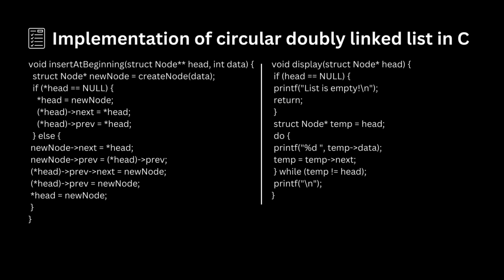In summary, the display function prints the data stored in each node of the circular doubly linked list. If the list is empty, it prints a message indicating that the list is empty. If the list is not empty, it traverses the list starting from the head node and prints the data of each node until it reaches the head node again, completing one full traversal of the circular list. Now let us write the main function of this program.